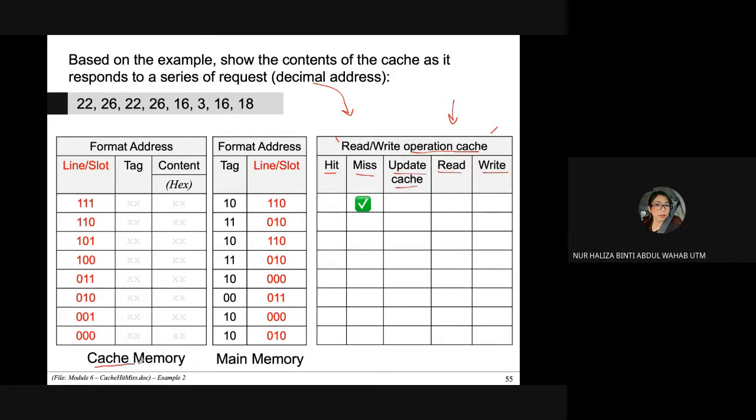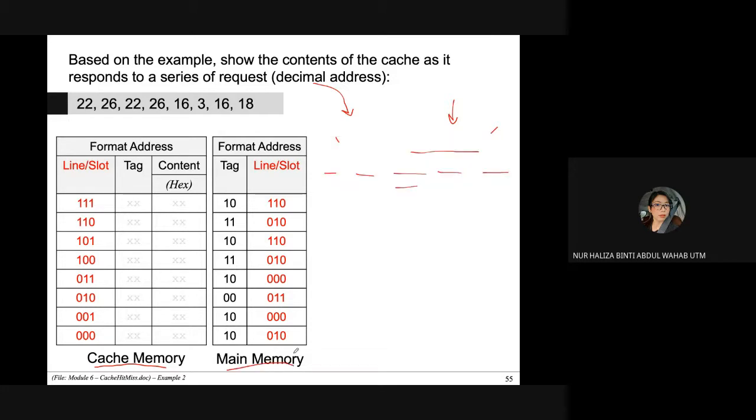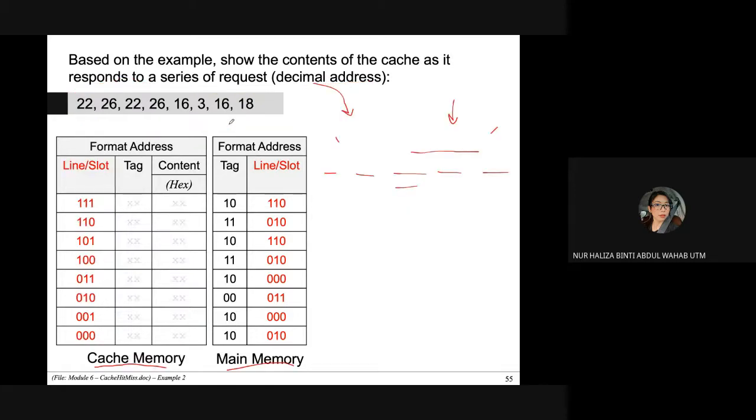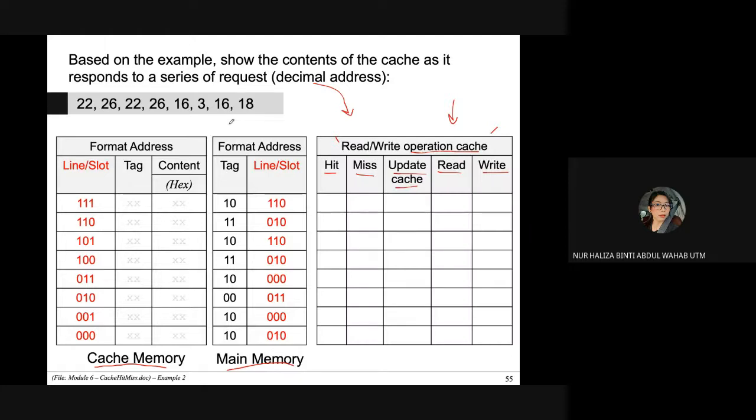You need to compare between the cache memory and main memory tables. This one, as I mentioned, is already given to you. So this is from the question. So you need to complete another new table. So based on the example, show the content of the cache. So inside the content, you need to show it, okay? And as a response to the serial requests.